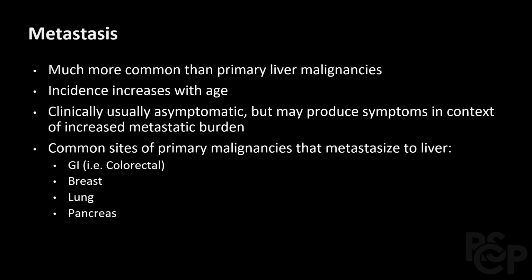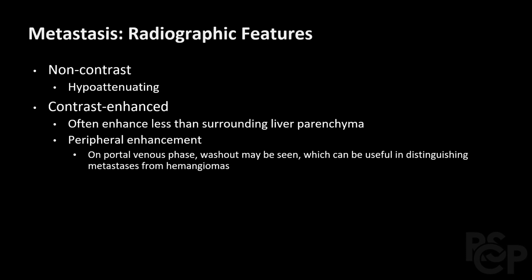Metastases are much more common than primary liver malignancies, and their incidence increases with age. They're clinically usually asymptomatic, but may produce symptoms in context of increased metastatic burden. Some common sites of primary malignancies that metastasize to the liver are the GI tract, breast, lung, and pancreas.